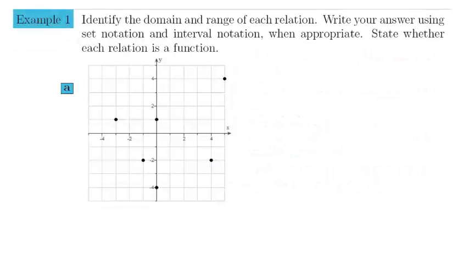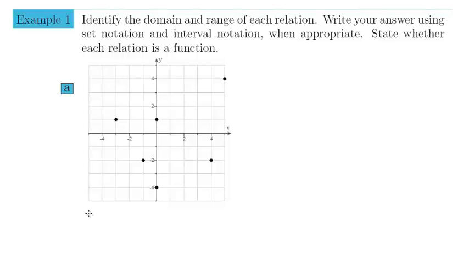Example 1. Identify the domain and range of the following relation. Write your answer using set notation and interval notation when appropriate. State whether the relation is a function. Example 1a. Notice this example consists of a graph of a finite set of points. To best identify this relation and the domain and range, I'm going to identify each point with an ordered pair. That helps me to see the x-coordinates and the y-coordinates, which we need to obtain our domain and range.